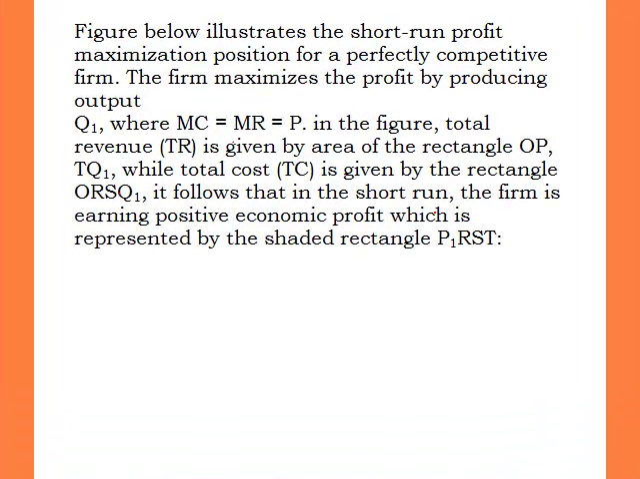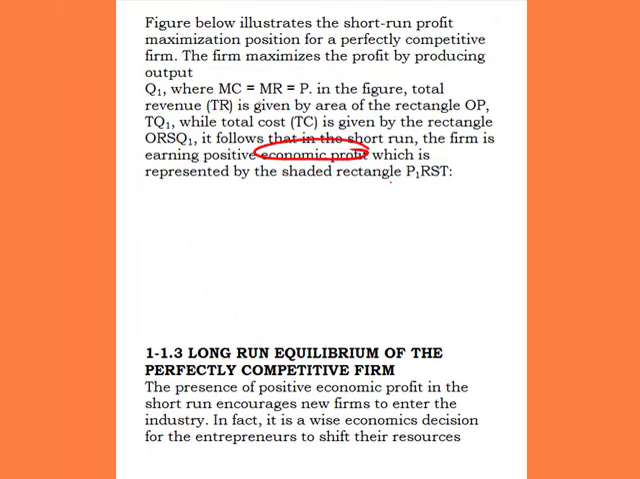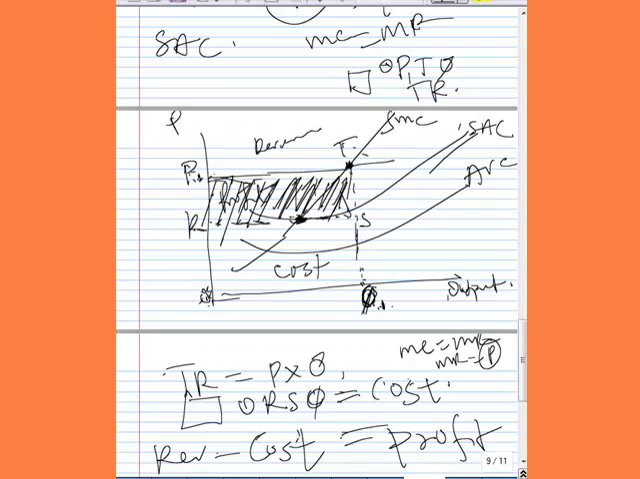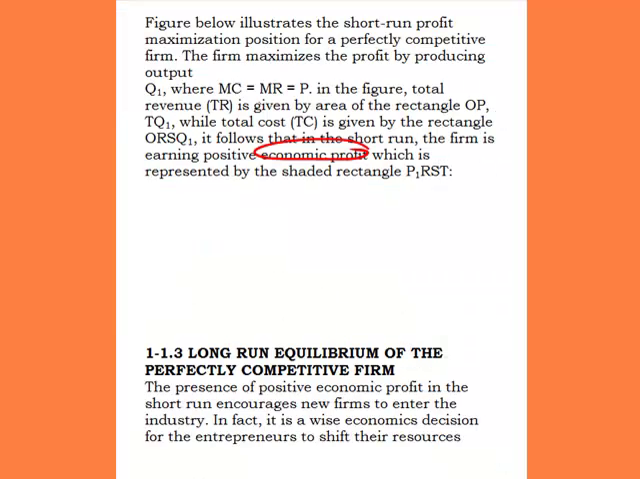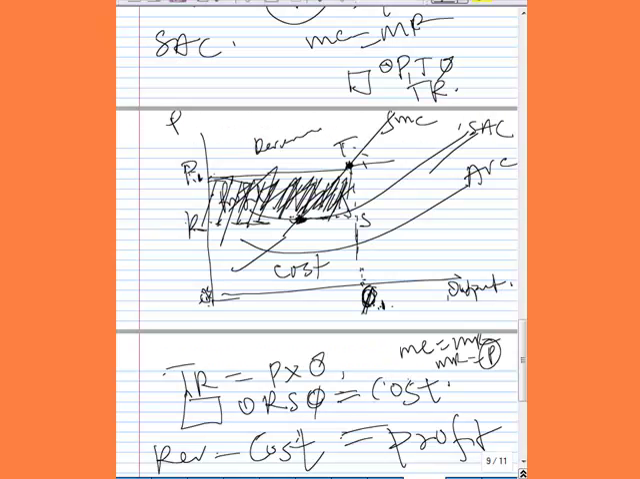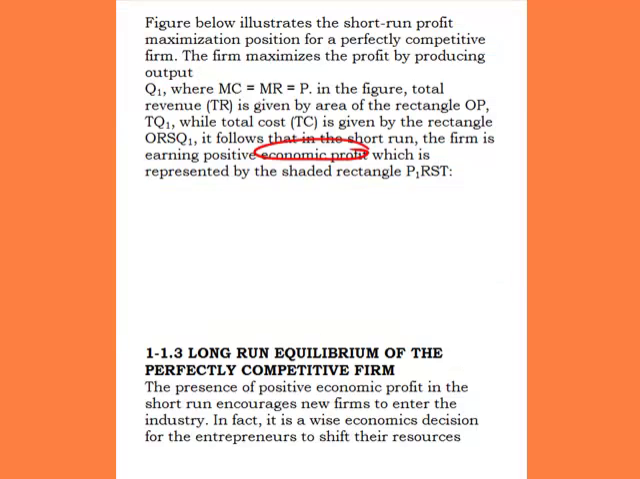It follows that in the short run, the firm is earning positive economic profit, which is represented by the shaded rectangle P1RST. Look at the shaded rectangle P1RST. This is the profit region. It's making a positive economic profit in the short run. So they can ask you, are they making profit in the short run, I mean, a perfectly competitive firm? Then you say yes, they're making it. Let's go to the long run equilibrium of the perfectly competitive firm.